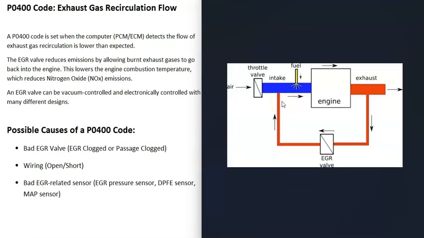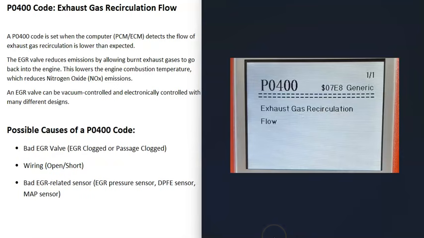But when you get this P0400 code, the computer's seeing some kind of problem inside of the system, mainly that the exhaust gases that are supposed to be flowing up into the intake, there's some kind of issue going on there, that they're not flowing correctly or something. And so it's going to have to be troubleshot to know why. And so what would be some possible causes of a P0400 code?